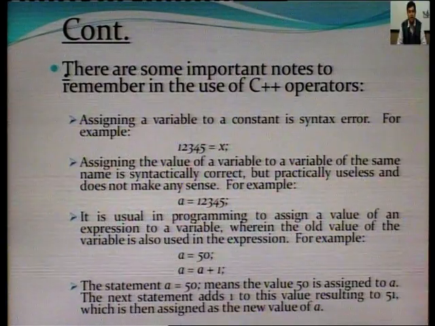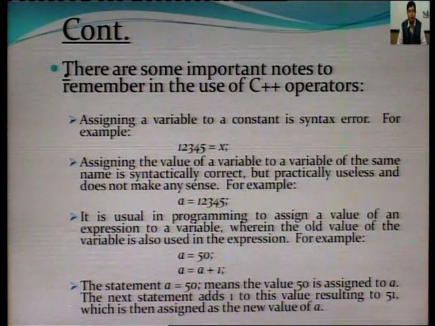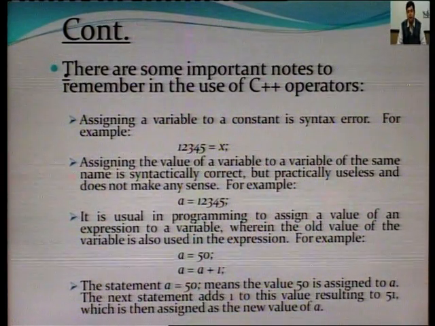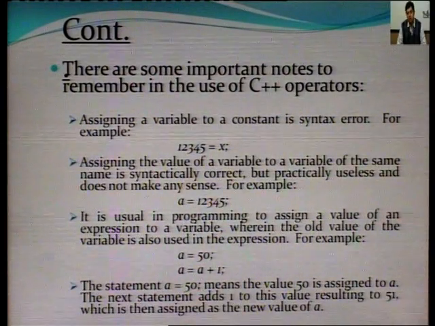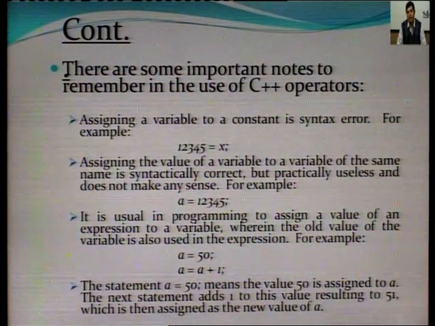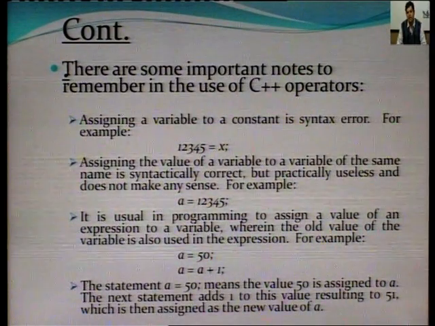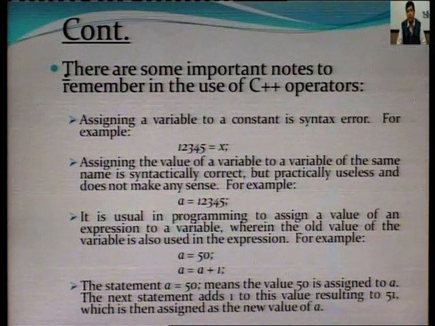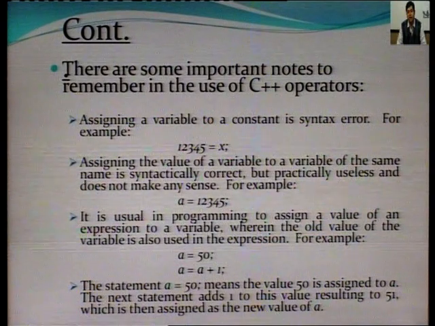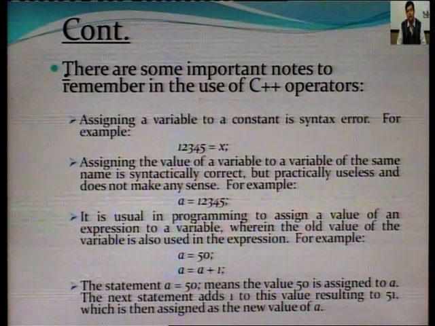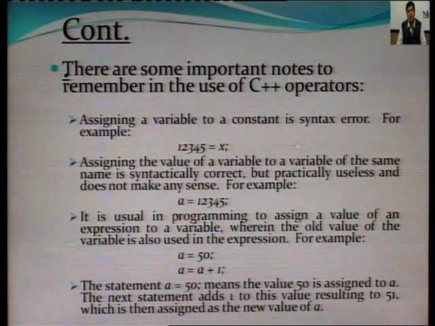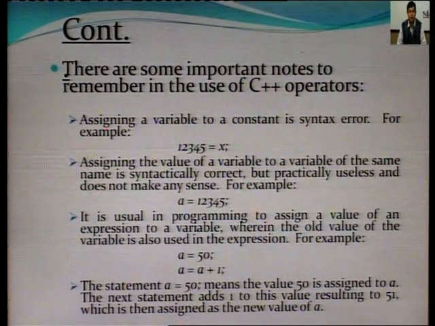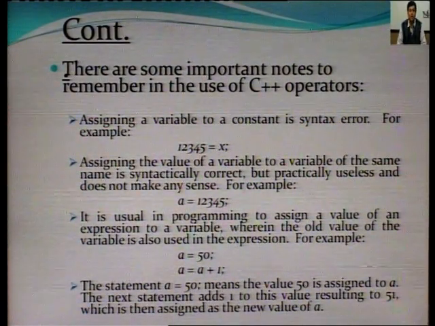So our variables are to be on the left hand side, and there has to be only one variable on the left hand side, and on the right hand side there can be a constant or an expression. Another example you see: assigning a value to a variable of the same name is syntactically correct, but practically useless and doesn't make any sense. Let's say a has a value 12345, and again you are assigning the same value, so that is useless, but it will not give you a syntax error, because it is valid syntax. But there is no use assigning the same value which it already has.